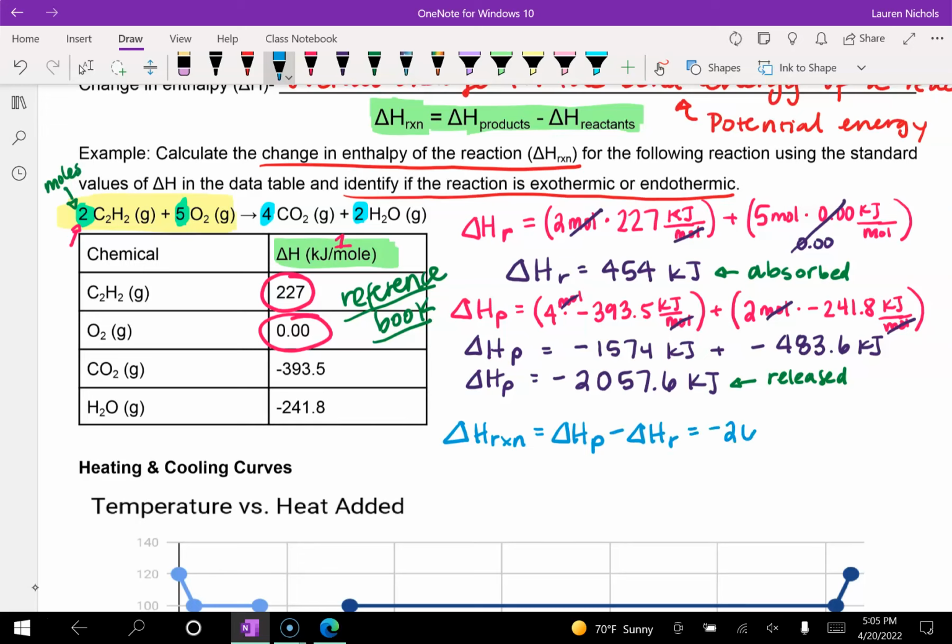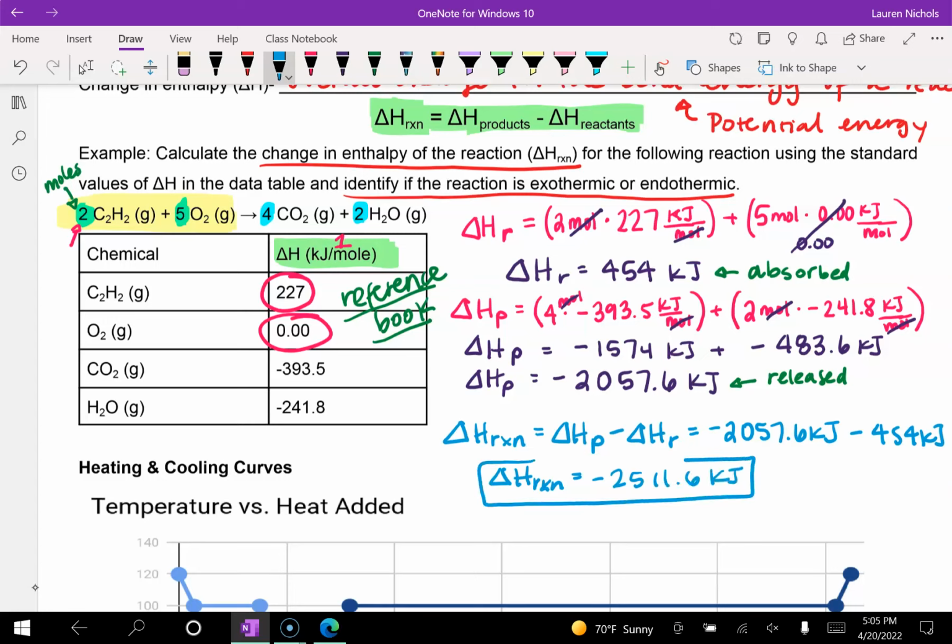We'll have negative 2,057.6 kilojoules minus 454 kilojoules. And that tells us, let's see, negative 2,057.6 minus 454 gives us a negative 2,511.6 kilojoules. So this is the delta H of my reaction, and because that is negative, it's being released, which makes this an exothermic reaction.